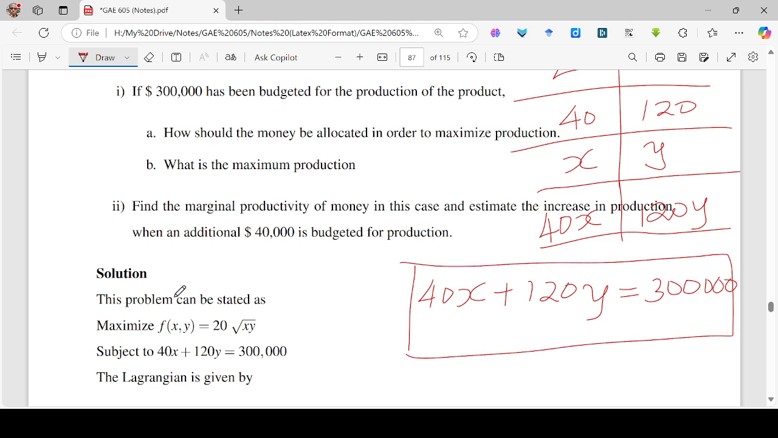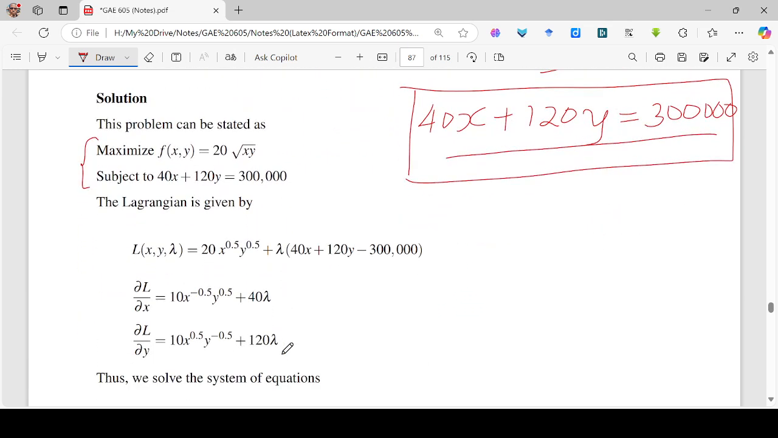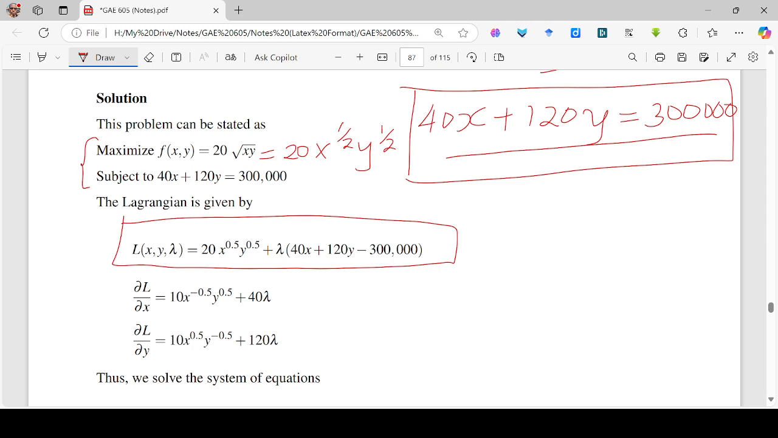So the objective function, the function f that we need to maximize, is given by 20 times the square root of xy. And now we have the constraint. So our problem can be stated as: maximize f, which is 20 times the square root of xy, subject to 40x plus 120y equals 300,000. Our function can also be written as 20 x raised to power half, y raised to power half, or x raised to power 0.5, y raised to power 0.5. Then we form our Lagrangian. Then we differentiate L partially with respect to x and partially with respect to y.